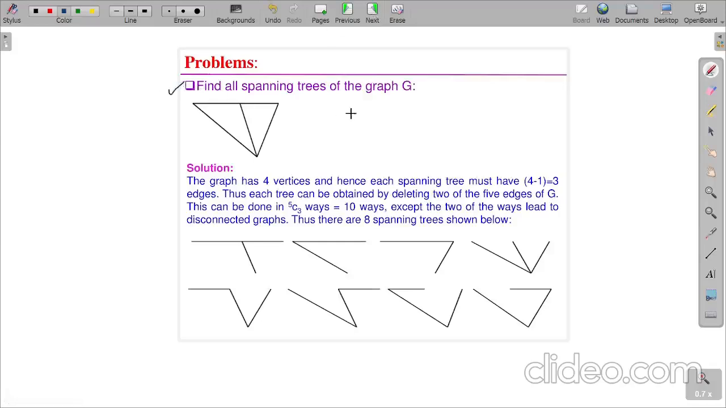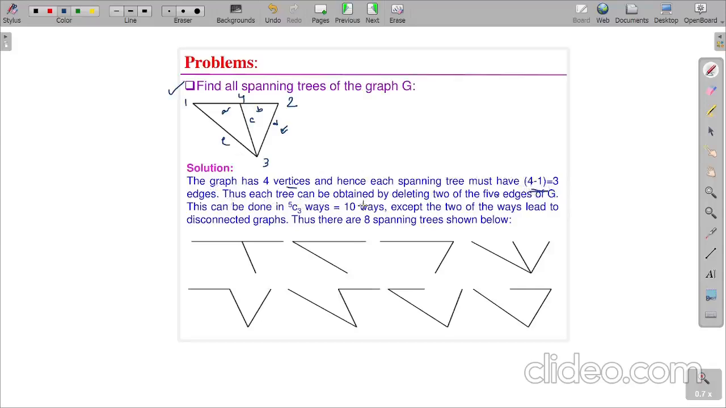Next, find all the spanning trees of the graph given below. This is the graph. How many vertices are there in this graph? There are 4 vertices. How many edges? A, B, C, D, E, 5 edges. So this graph has 4 vertices. Hence, each spanning tree must have how many edges? N minus 1. That means 4 minus 1, 3 edges.